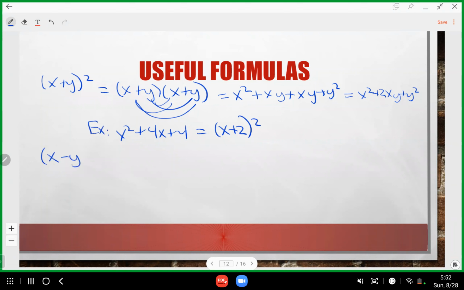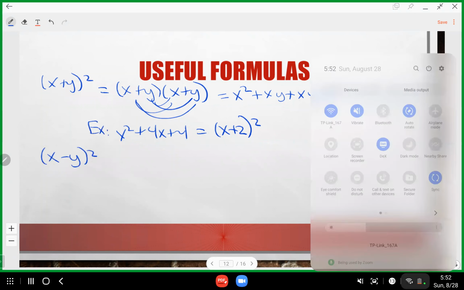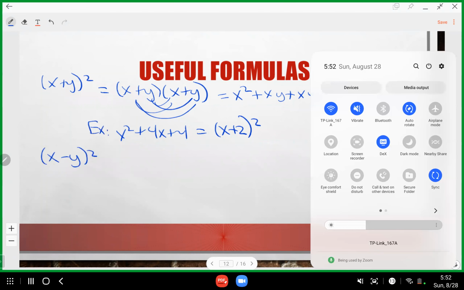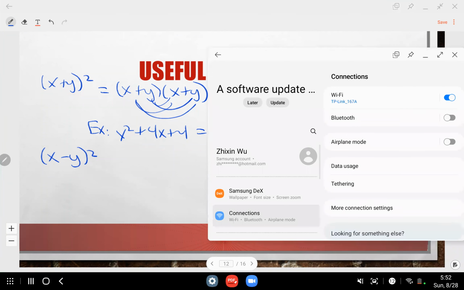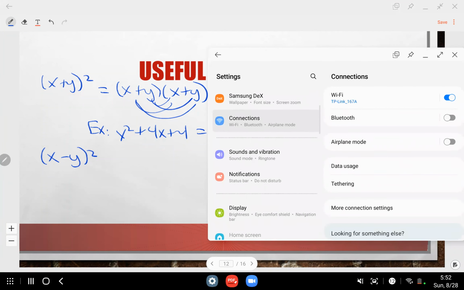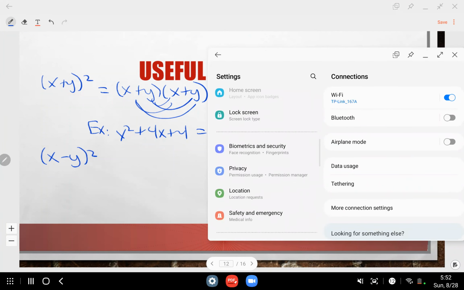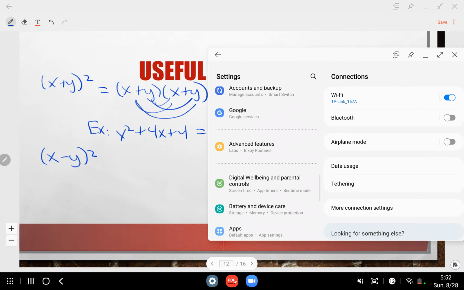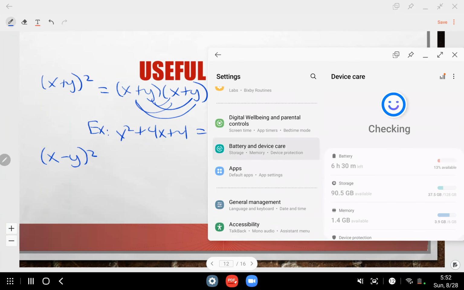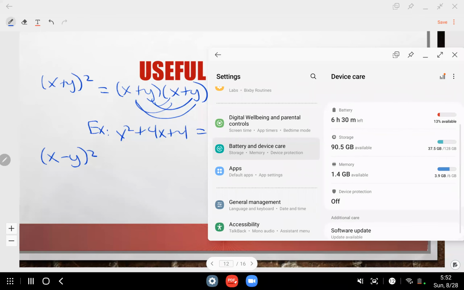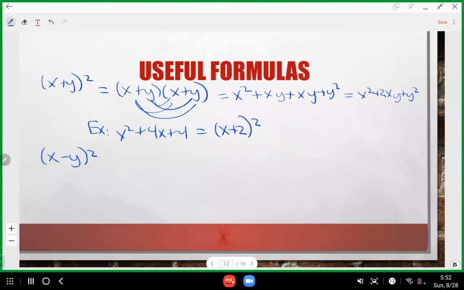So I have the x minus y squared. So I have x minus, okay, my battery is very low. Let's see how low it is. Probably super low. Hold up. Battery. 13% available. It's fine, it's fine.